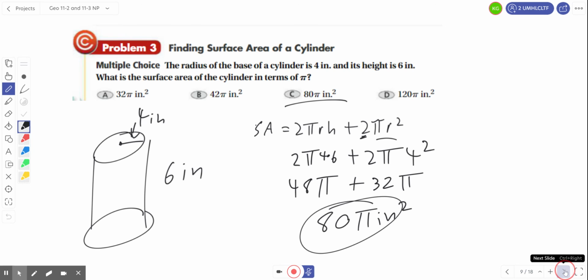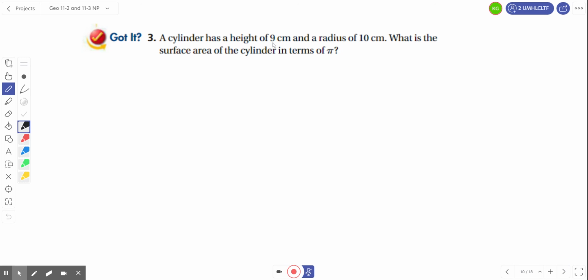For you to try out here, we have a cylinder has a height of 9 centimeters, a radius of 10 centimeters. What is the surface area of the cylinder in terms of pi? Go ahead and give that a shot.